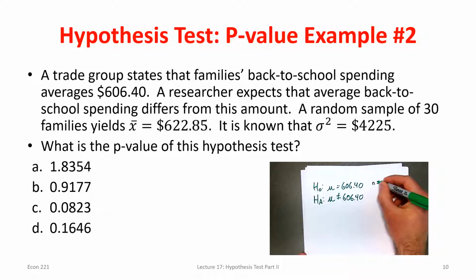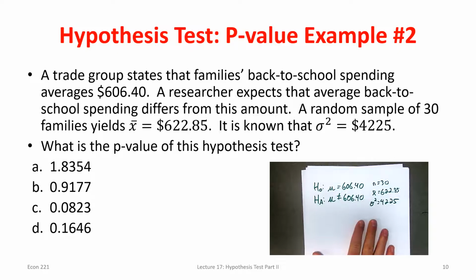We then get what? Sample size of 30, sample mean of 622.85, and we're told the population variance is 4,225. So I'm just writing down what we were given in the problem so that when I shut the screen off and go to just the board, we've got everything laid out in front of us. Okay? Once again, I just want to find the p-value here.